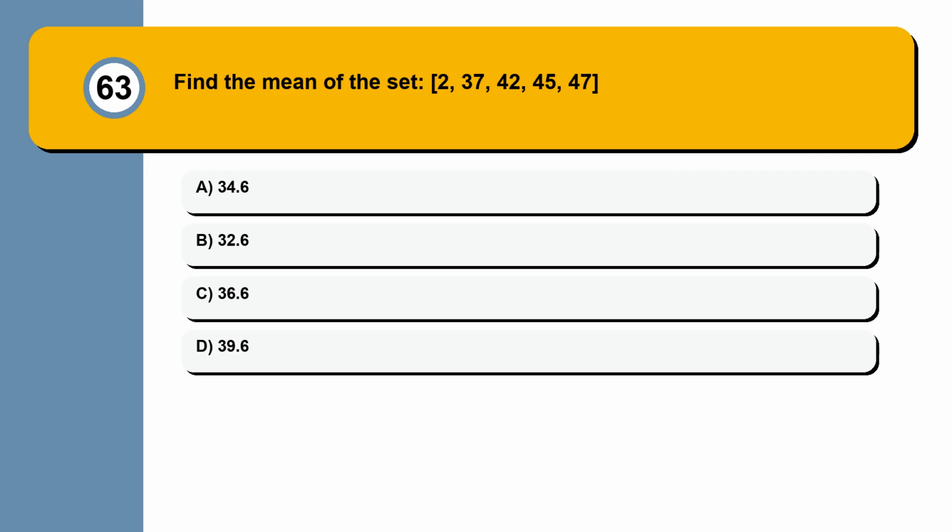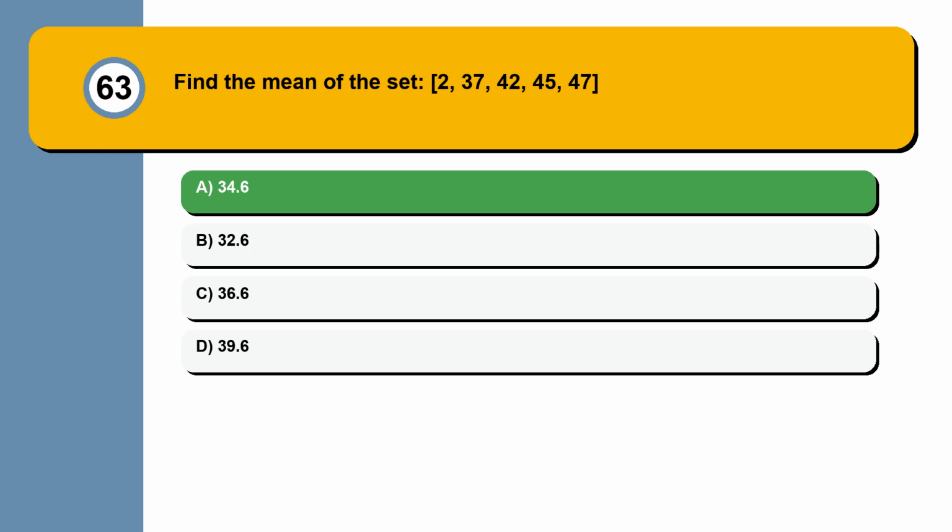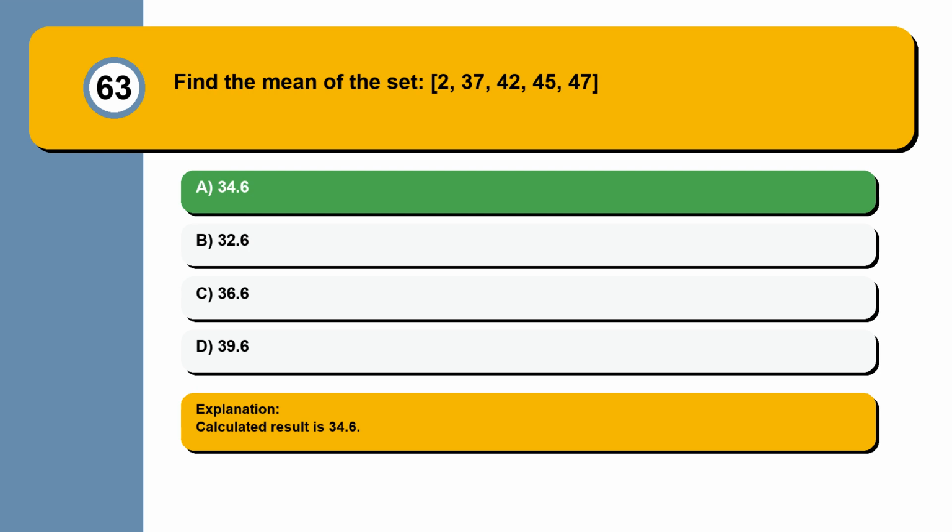Question 63. Find the mean of the set 2, 37, 42, 45, 47. 34.6, 32.6, 36.6, 39.6. Calculated result is 34.6.